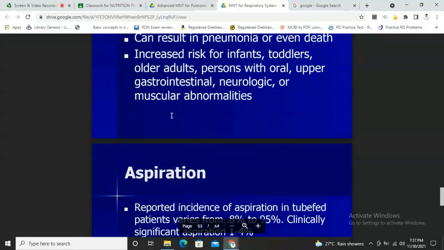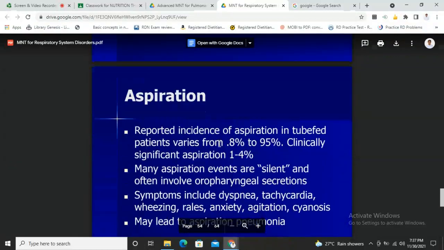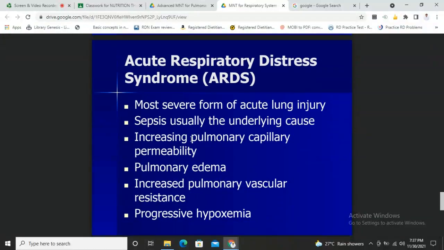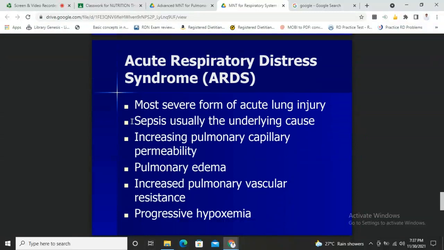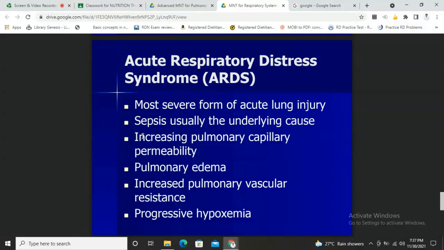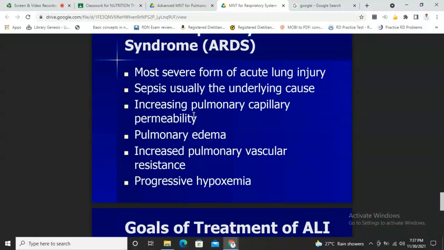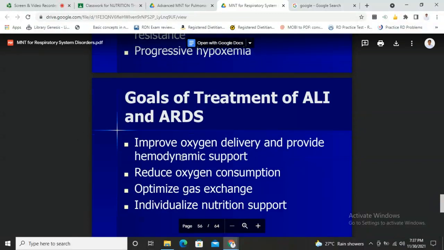ARDS is a form of acute lung injury, and it's the most dangerous manifestation of ALI. So sepsis usually is the underlying cause, like tungod sa COVID-19, severe viremia, di ba? Increasing pulmonary capillary permeability tungod sa cytokine storm. Pulmonary edema, increased pulmonary vascular resistance, and progressive hypoxemia.